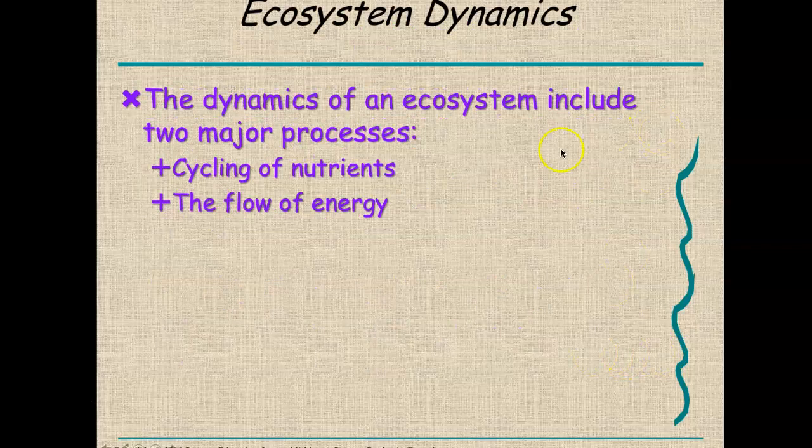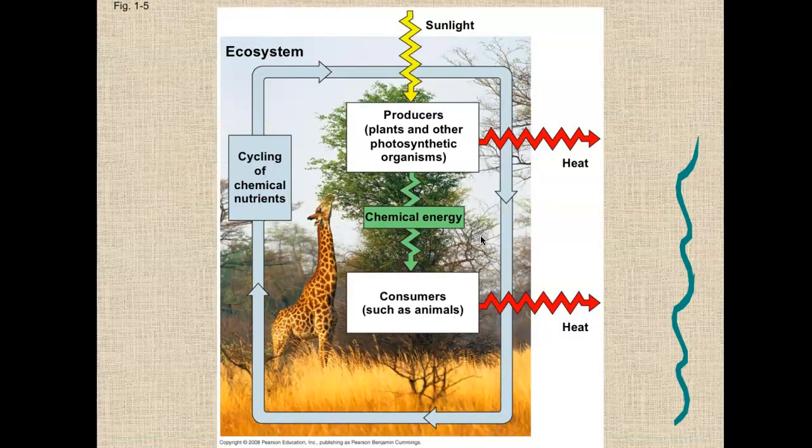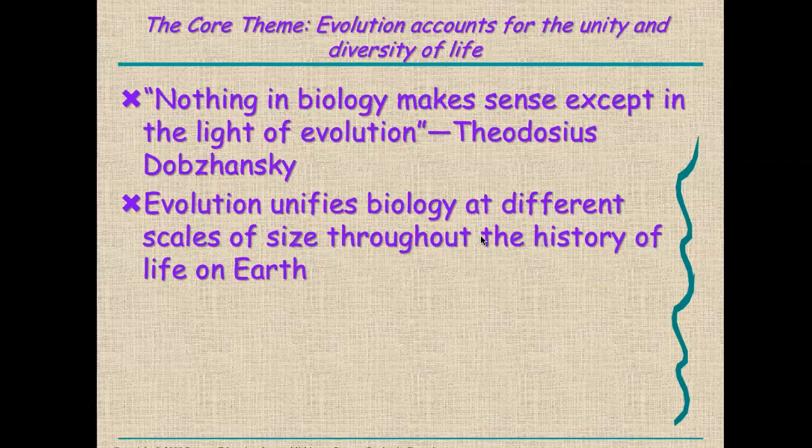We're going to talk about cycling of nutrients and the flow of energy and ecosystem dynamics. And you'll see this picture again. This just shows the flow of energy through an ecosystem. And then we're going to talk about evolution.